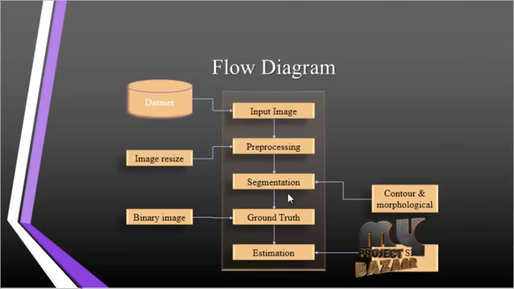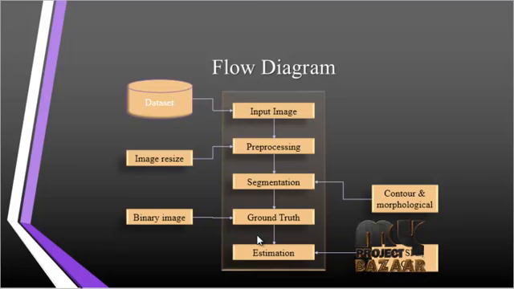In the segmentation process, we have to consider two types of segmentation. The first is the active contour and the second is the morphological method. By using these two methods, we segment the image. After the segmentation, the liver region is segmented and formed as a ground truth. The ground truth is nothing but the binary image that comes from the segmentation process.